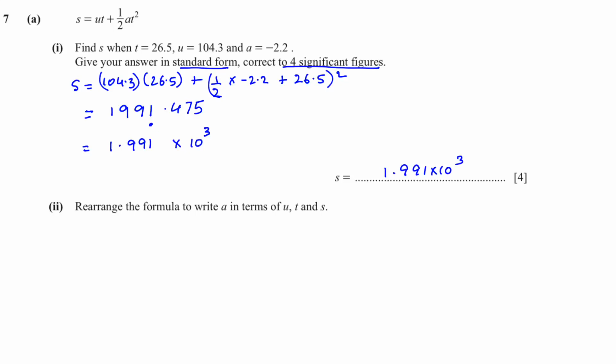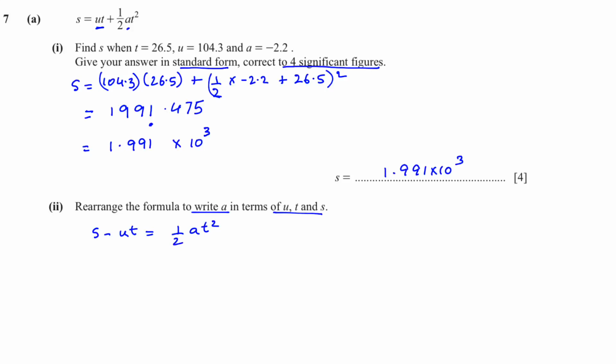The next one, rearrange the formula to write A in terms of U, T and S. So we need to make A the subject. When you're rearranging, first move the minus or plus to the other side. So this is the first thing we will move. S minus UT is equal to half AT square.